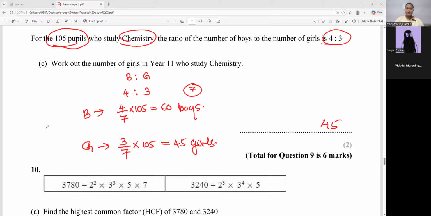When the total is given, add the two ratios, write it as a fraction out of the total, times it by the total given. 4 over 7 times 105. In the previous question, they have given one of the terms and asked to find the other one. So we can write them as equations. Now in this one, the total number of students is given. So you should find the total of the ratios also. 4 plus 3 is 7. Write as fractions and calculate.